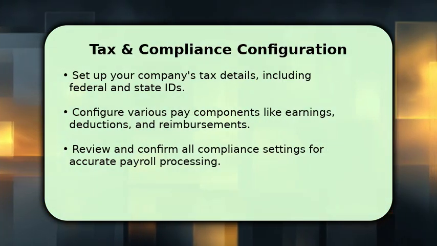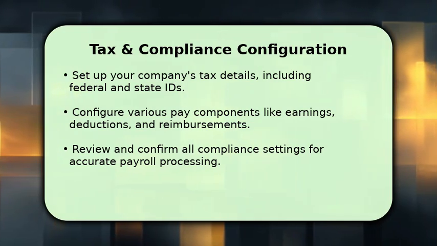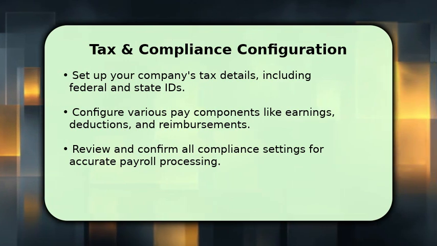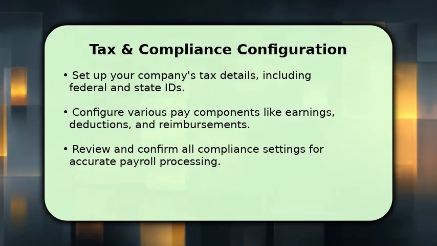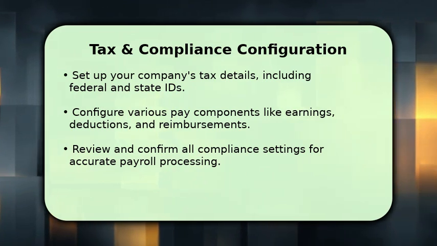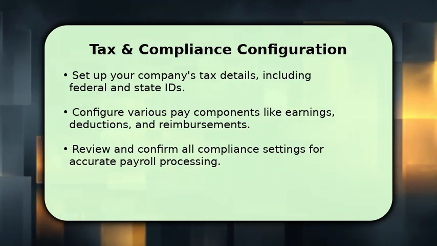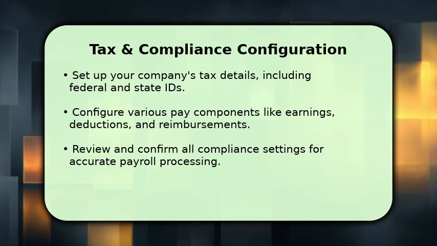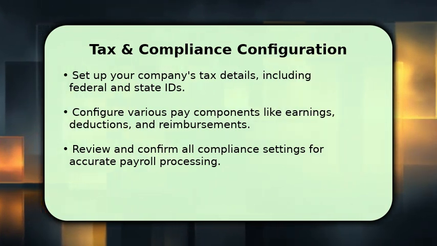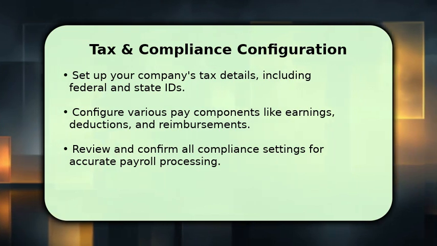Moving on to tax and compliance, you will set up your company's tax details, including federal and state identification numbers. This ensures proper tax reporting. Then, configure various pay components such as different types of earnings, deductions, and reimbursements. Zoho Payroll offers flexibility to customize these to fit your business.